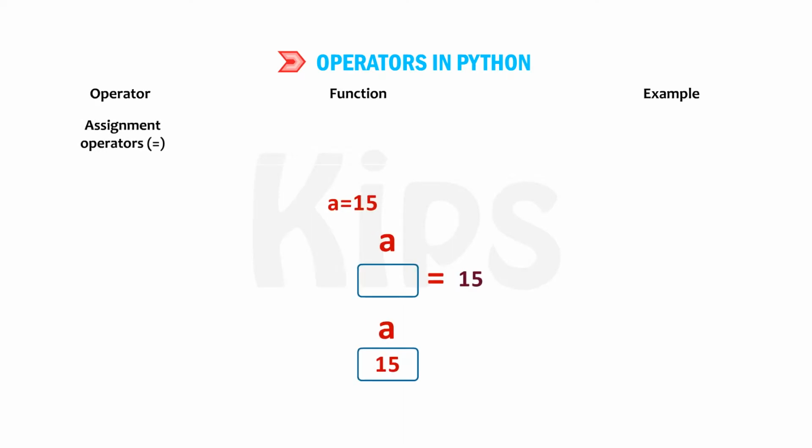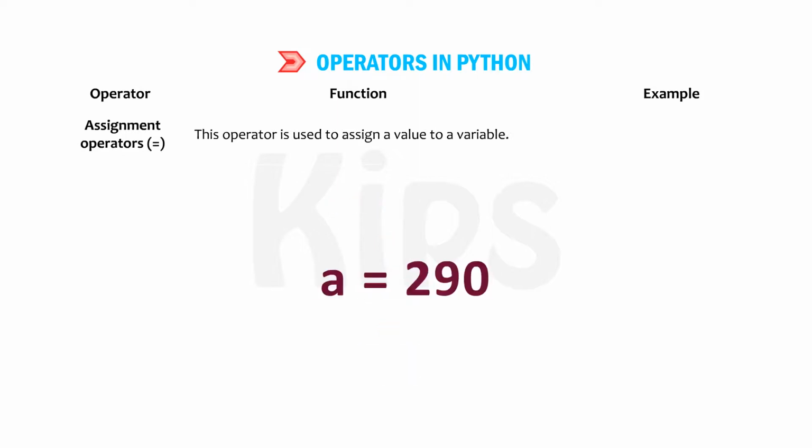Operator: assignment operators. Function: this operator is used to assign a value to a variable. Example, A equals 290. The value 290 is assigned to the variable A.